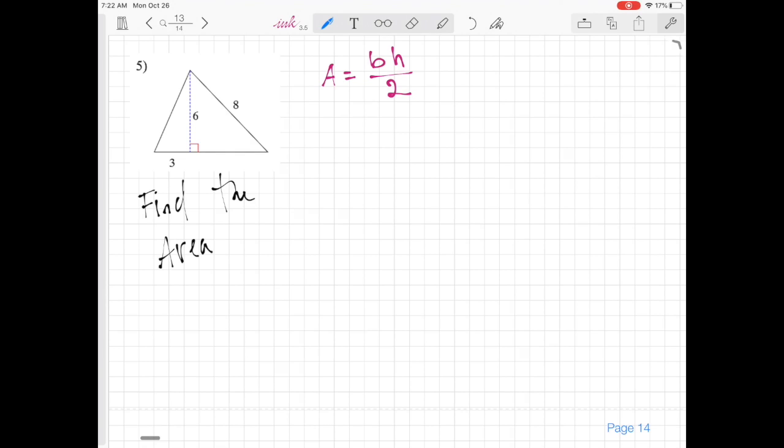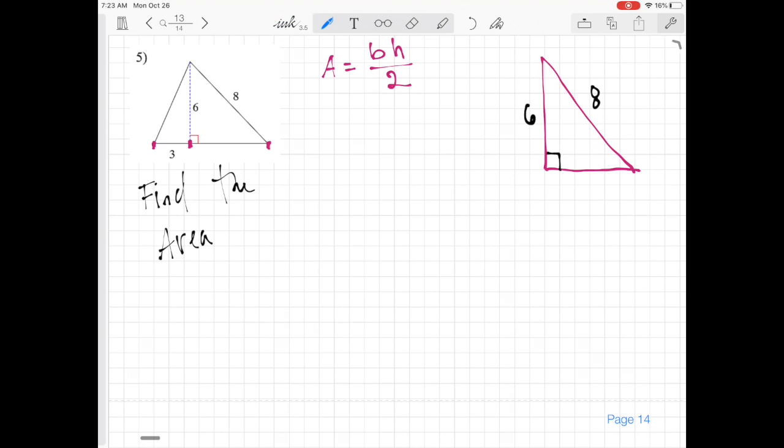The base, though, we don't know. We don't know the whole base. I know this part of the base from here to here is 3, but I don't know the other part of the base. So we're going to have to take a look at this triangle here and kind of think of it as its own problem for a minute. So I'm going to redraw that triangle.